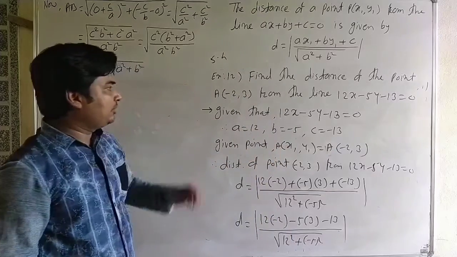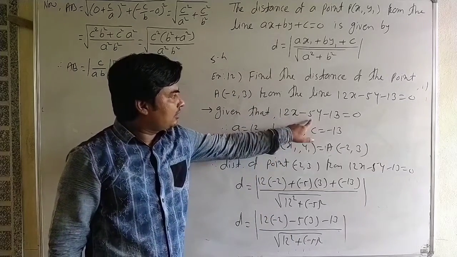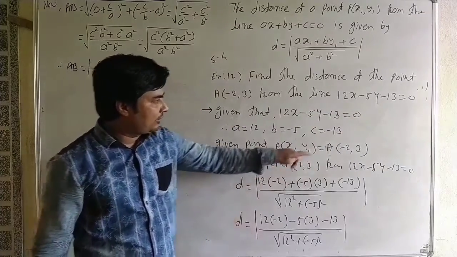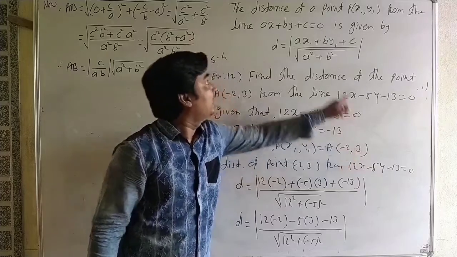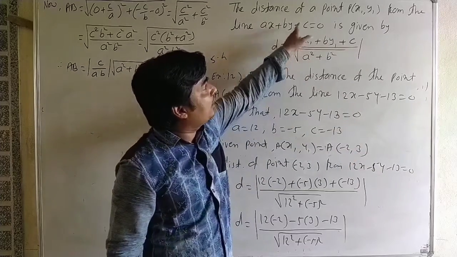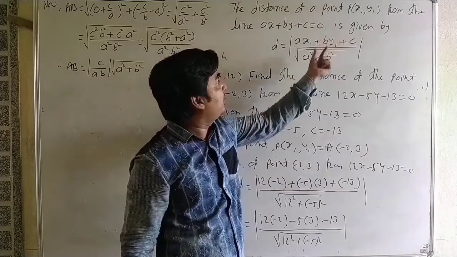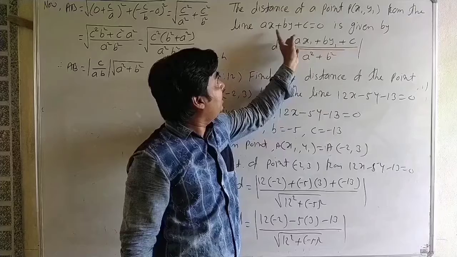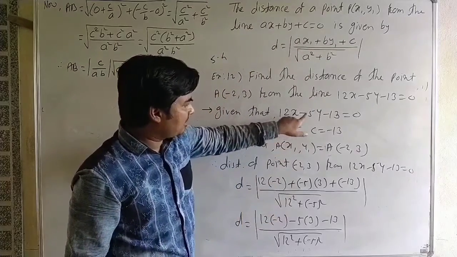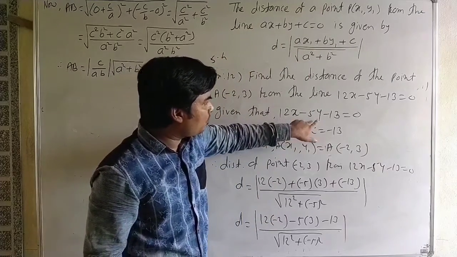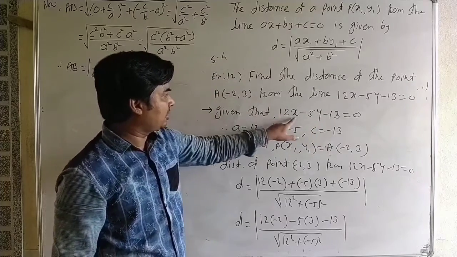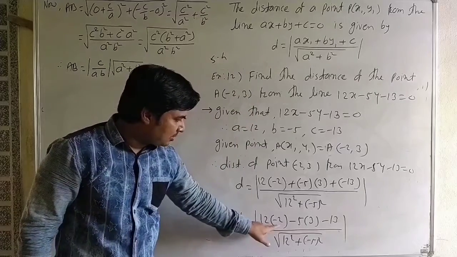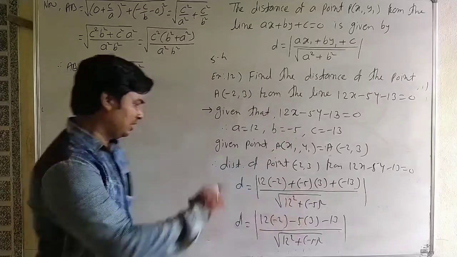Here the equation of line is 12x minus 5y minus 13 is equal to 0. It is the equation of line, and the point is minus 2 comma 3. Here replace x and y by the point x1 comma y1. Here ax plus by plus c, ax1 plus by1. Now here 12x minus 5y, replace x y by the point minus 2 comma 3. Here x replaced by minus 2 and y replaced by 3. Now calculate this.